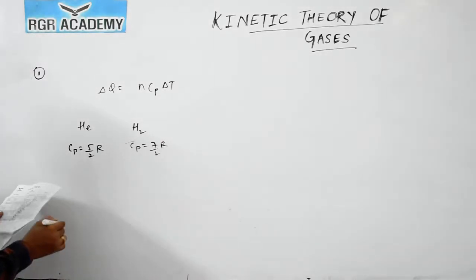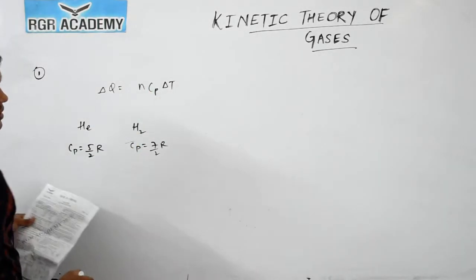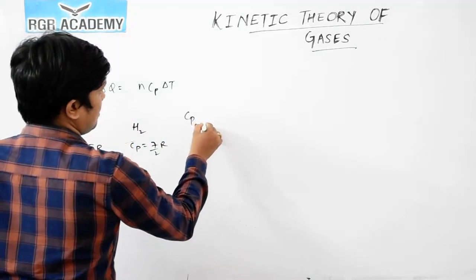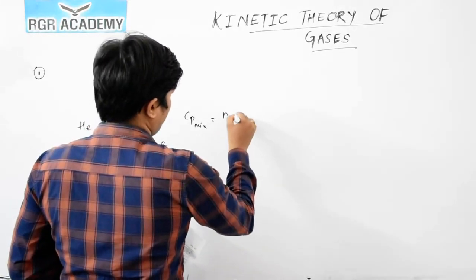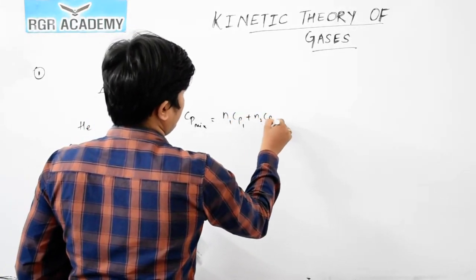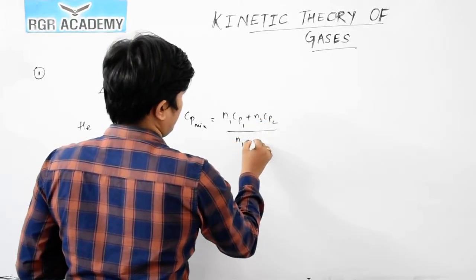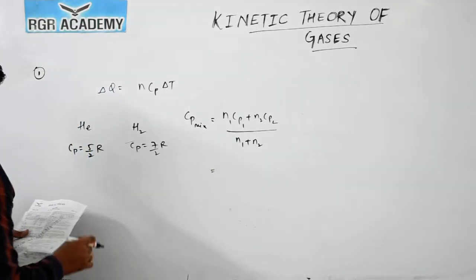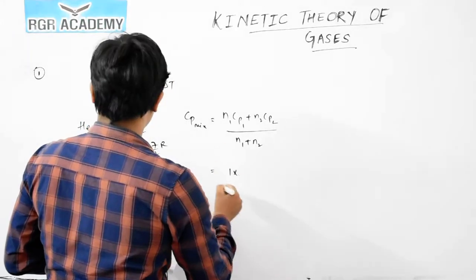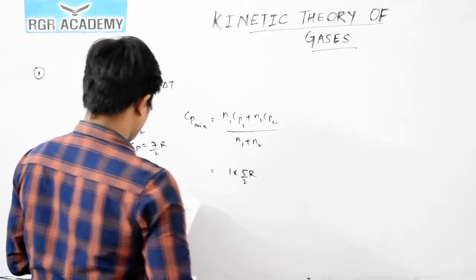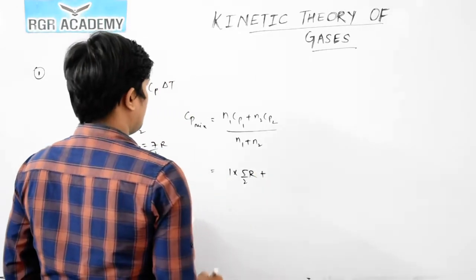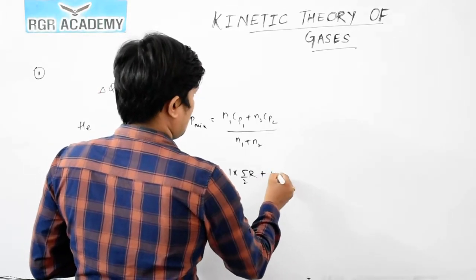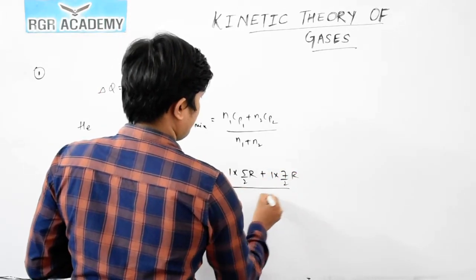Now here Cp means the Cp of the mixture, so we have to calculate the Cp of the mixture. Cp of mixture is given by n1 Cp1 plus n2 Cp2 divided by n1 plus n2, where n1 and n2 are the number of moles. Here n1, the number of moles of helium, is 1, and Cp1 is 5 by 2 R, plus n2, which is 1 mole of hydrogen, with 7 by 2 R, divided by 1 plus 1, that is 2.